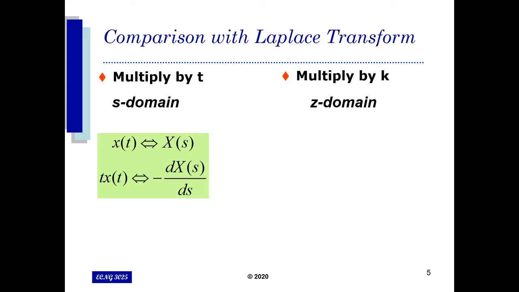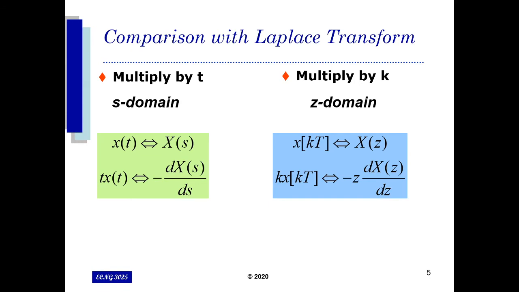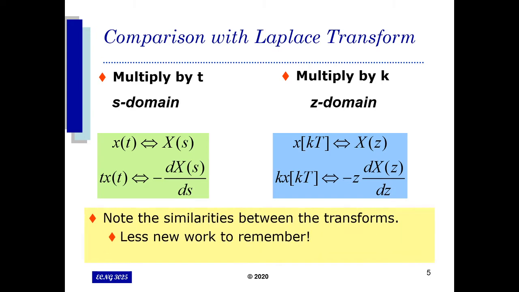In the Laplace transform, when we look at it with respect to differentials, so we say t x of t, this is going to be negative dx of s all over d of s. In the z domain, if it's k x of kT, this is going to be negative z dx of z divided by d of z. So there are some similarities between the two transforms for s and z because of how the z complex coefficient is defined from the s complex coefficient that we saw in the previous lecture. So it's less work to remember in general.